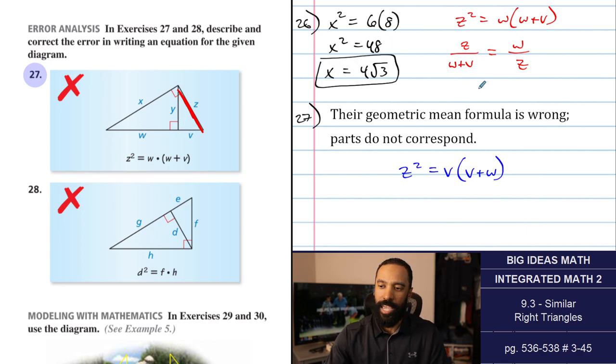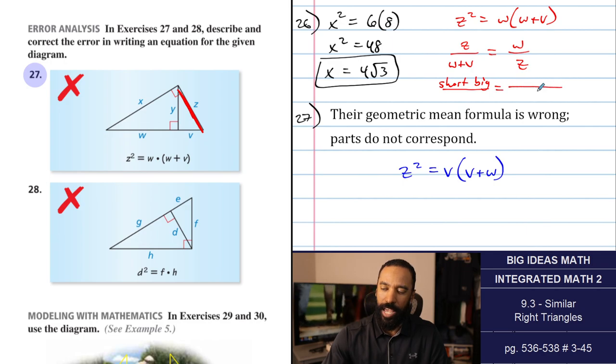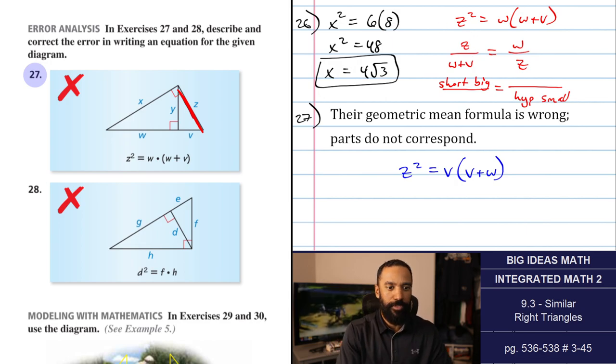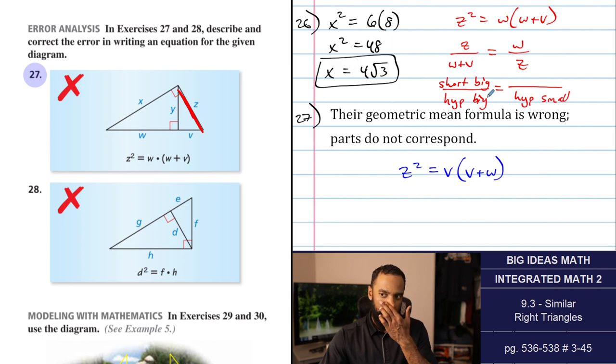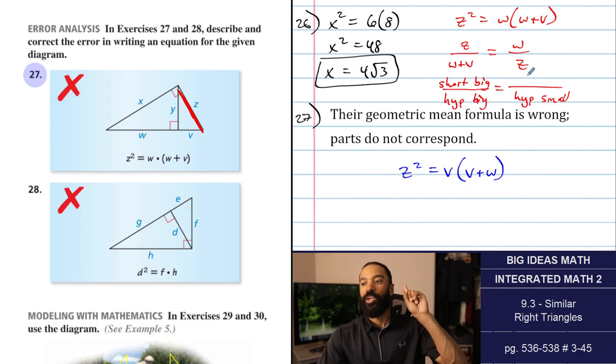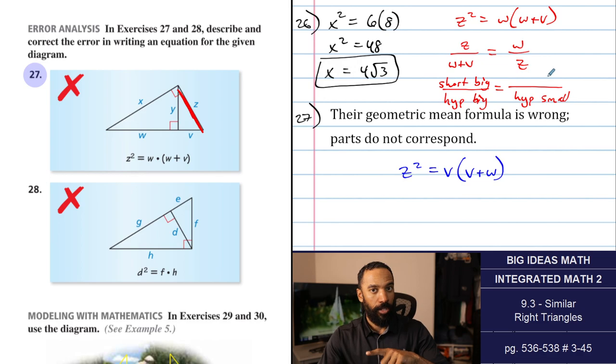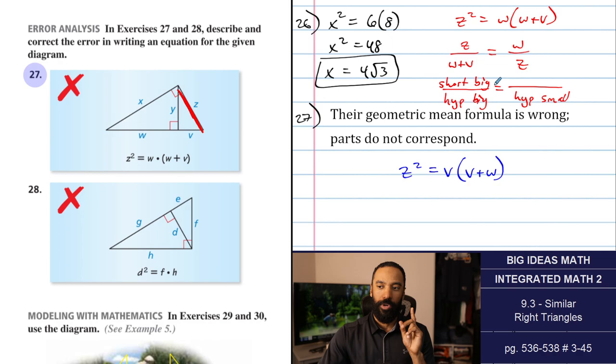So here I could say the short leg of the big triangle for z, and on the other side, the hypotenuse of the small. Let's see what w plus v represents. W plus v represents the hypotenuse of the big. Now that's fine. I can do short of big over hypotenuse of big, as long as I then do short of small over hypotenuse of small, but it needs to be the same thing twice. Short, big, hypotenuse, big. I've got to do short, small, and hypotenuse of small.